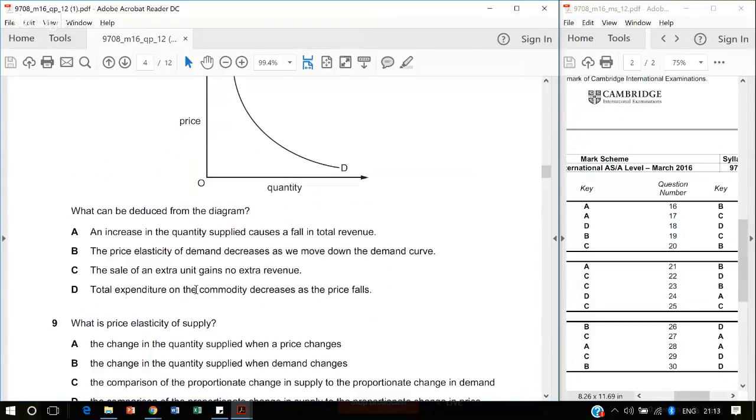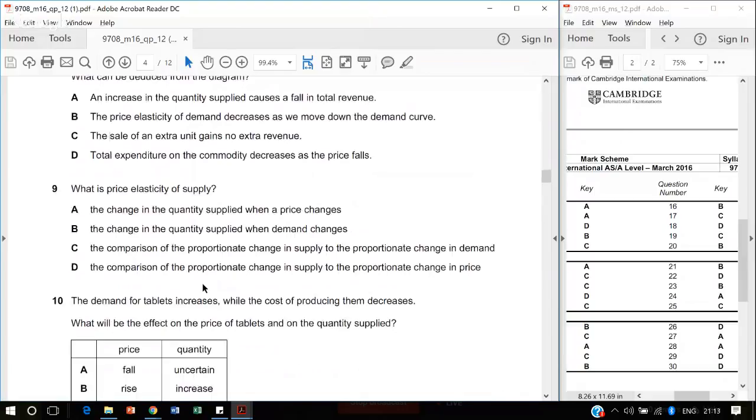9. What is price elasticity of supply? Okay, so always remember it's price and quantity, and Q before P. So it's percentage change in quantity over percentage change in price. Let's have a look. The change in the quantity supplied when our price changes. The change in the quantity supplied when demand changes. The comparison of the proportionate change in supply to the proportionate change in demand. The comparison of the proportionate change in supply to the proportionate change in price. So it's going to be answer D here.